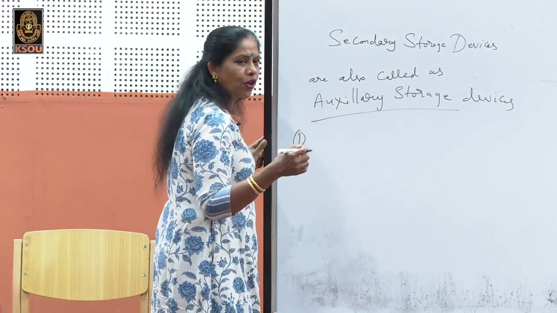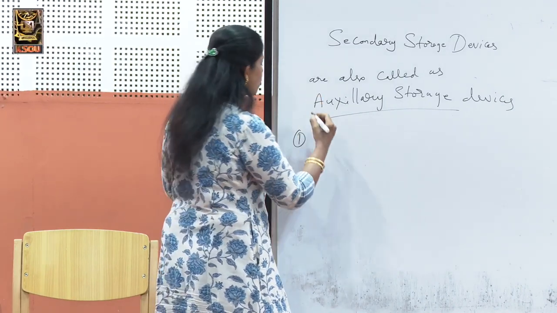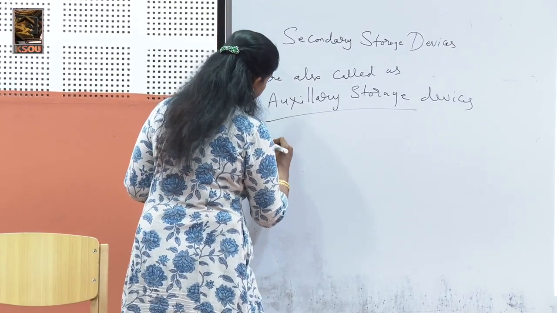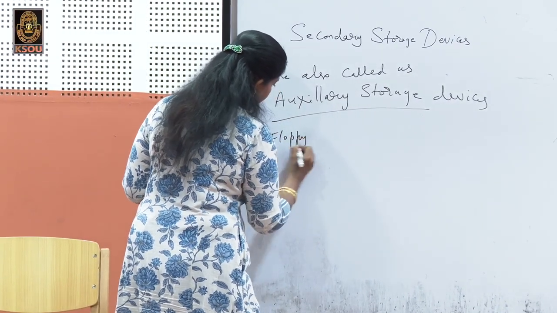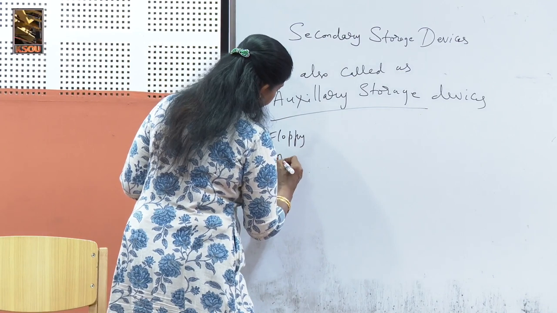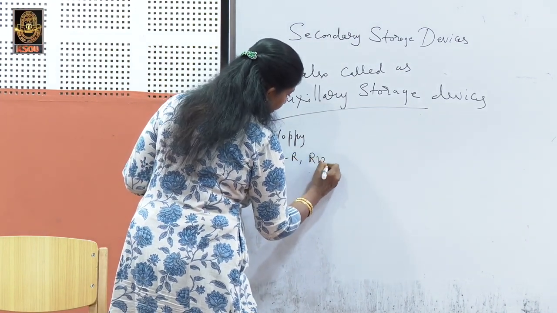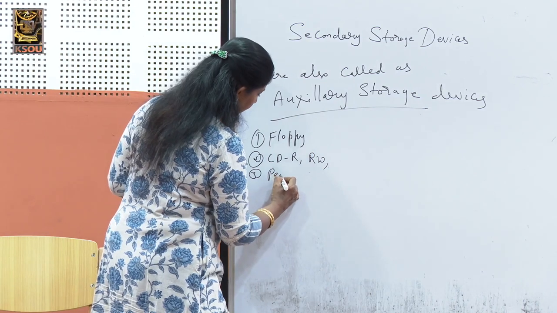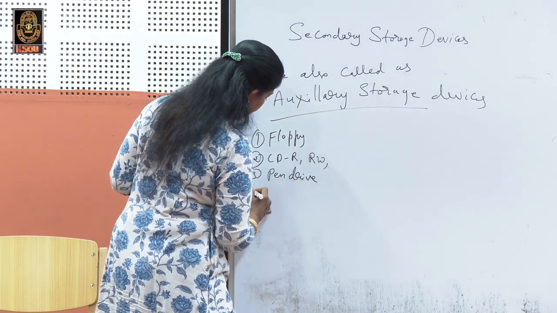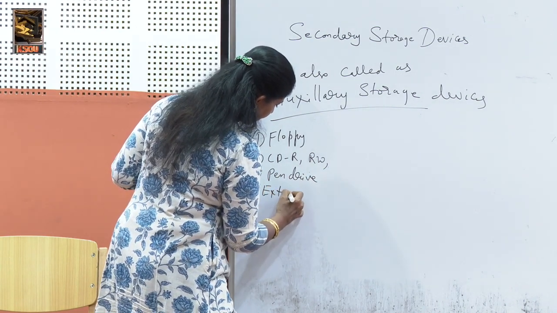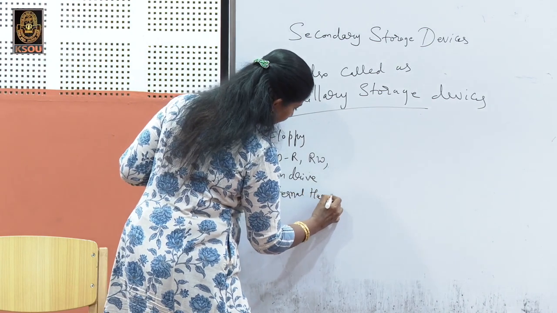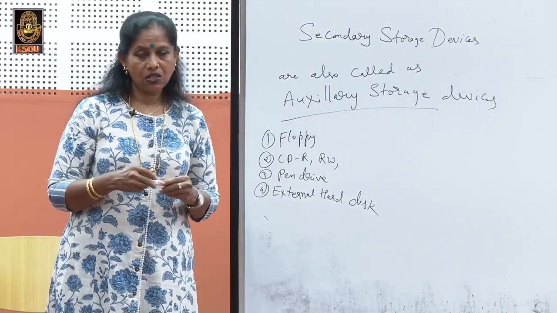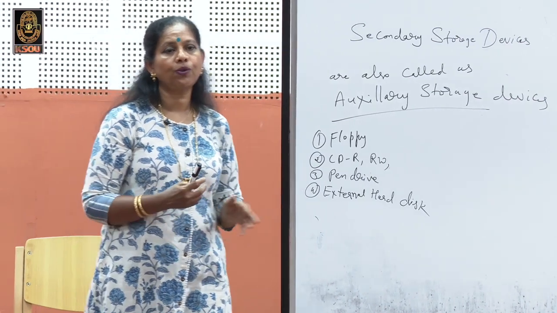Floppies we don't use because it is prone to virus, but floppies is also correct. You should learn floppies also because from the exam point of view, you should know floppies, magnetic floppy. Second one, CD, read write, all this you have there. Then pen drive, external hard disk, etc. These are all secondary storage devices. You are connecting to the CPU and using, okay.